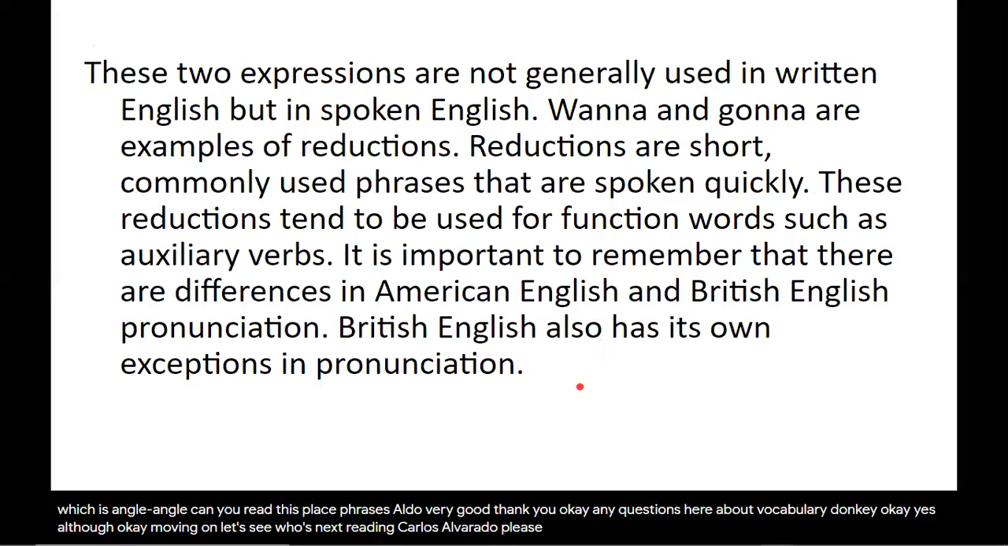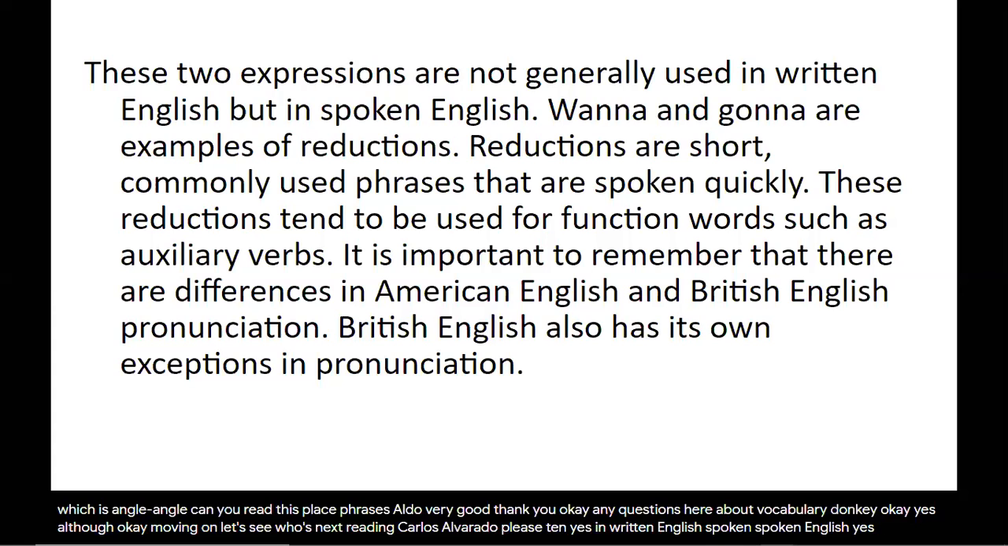Let's see who's next reading. Carlos Alvarado, please. Yes, these two expressions are not generally used in written English, but in spoken English. Both in spoken English.